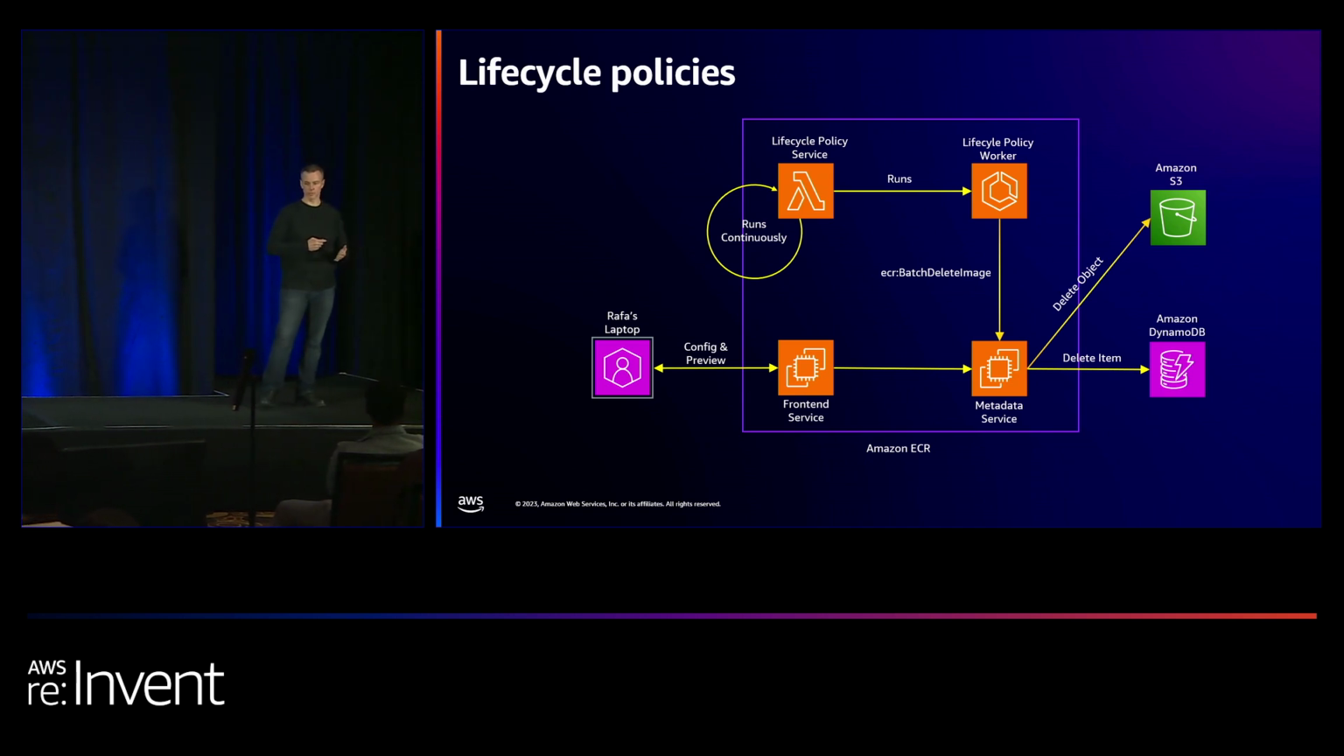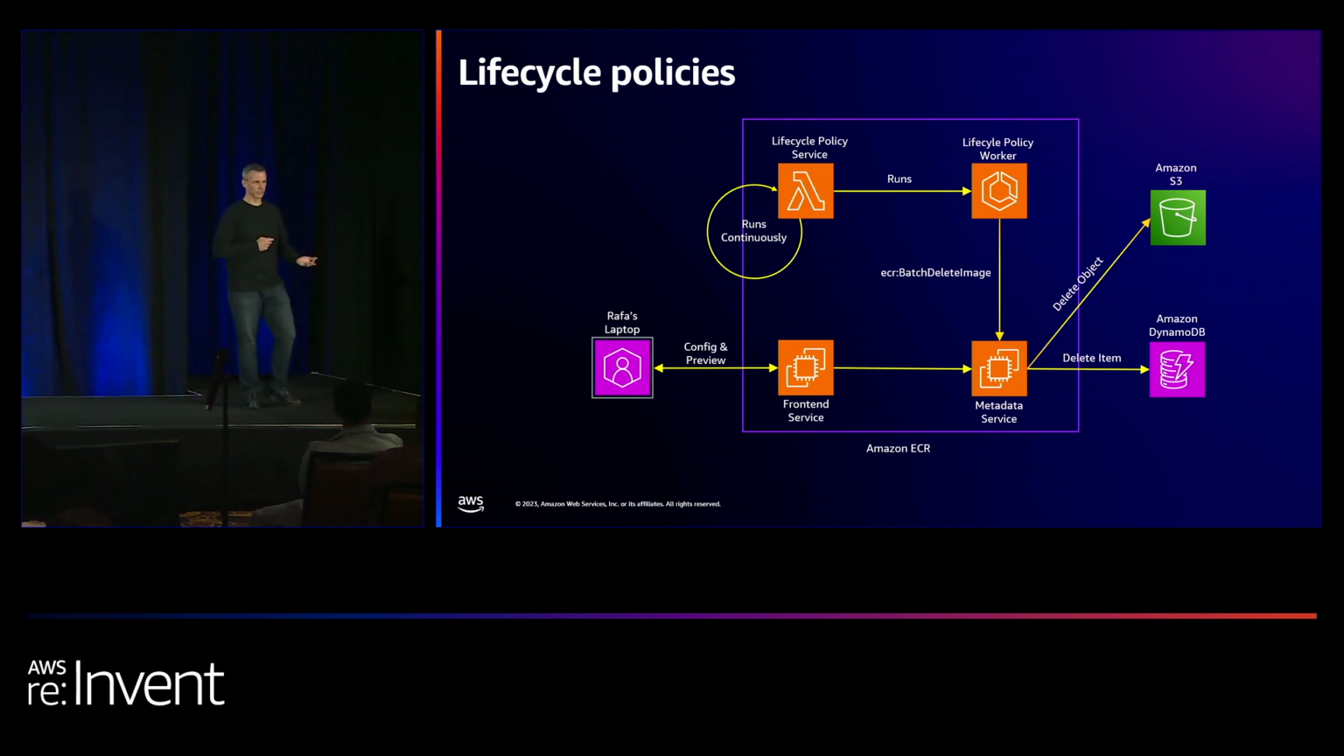Now, how does that work? This one is asynchronous, but it's not based on a push event. So behind the scenes, we're continuously running jobs to take the policies. The lifecycle policy service will look through the list of policies and send them off to a worker. The worker will take a policy, look at the repo, see what the ages are, try to find candidates to be deleted, and it'll call our batch delete image, usually with like 5 or 10 images per batch.